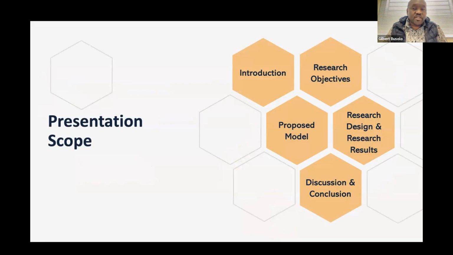This presentation is done together with Dr. Lawrence Nderu and Dr. Kennedy Ogada. So the areas of focus: I will deal with the introduction, the objectives of the research, the proposed model, the research design and results, a little bit of discussion and conclusion.